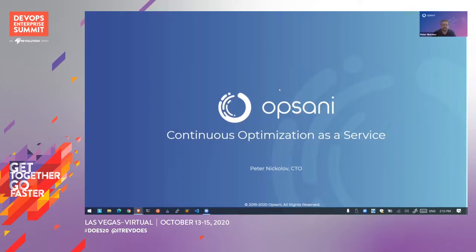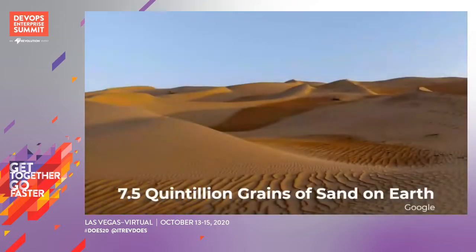In this session, you will learn what continuous optimization as a service is and how to keep your applications at high performance with low cloud spend and at the same time have more time to implement value-adding features. Let me share with you an interesting fact. There are 7.5 quintillion grains of sand on Earth. Keep this in mind as we look at the complexity of optimizing cloud applications.